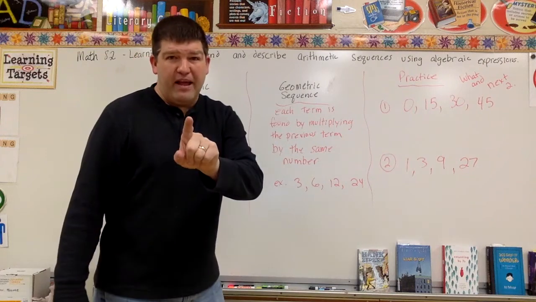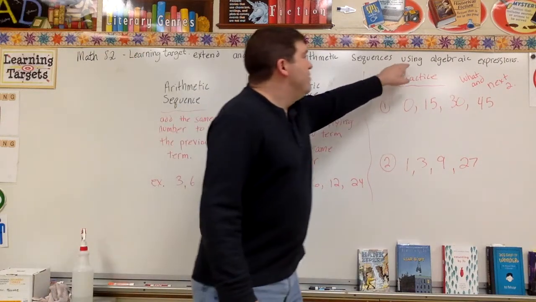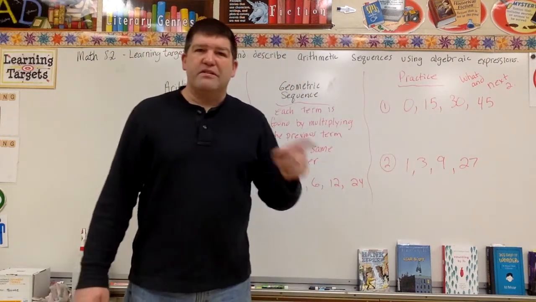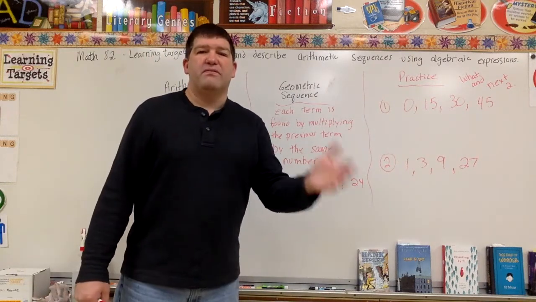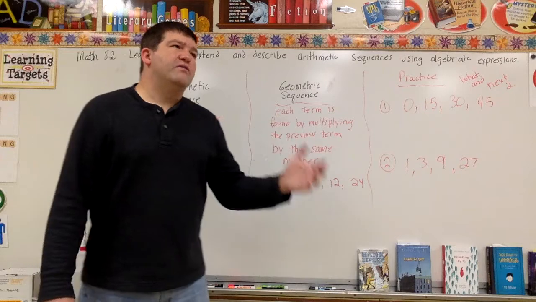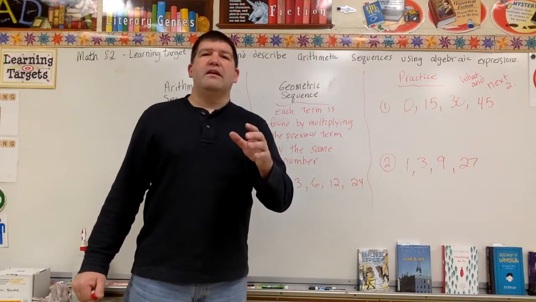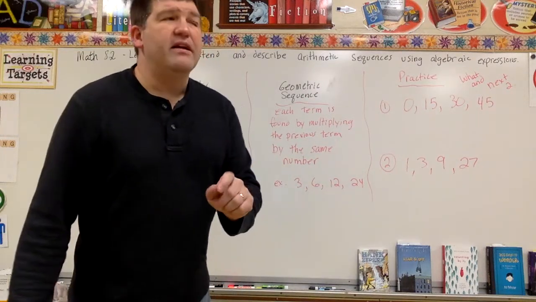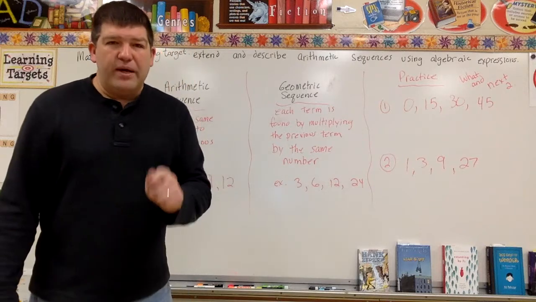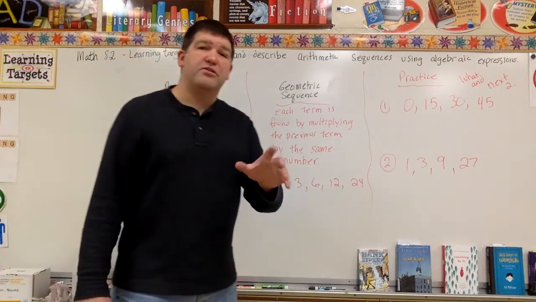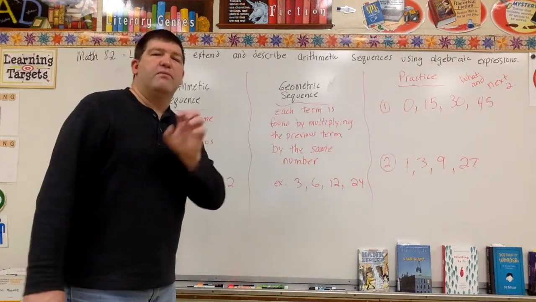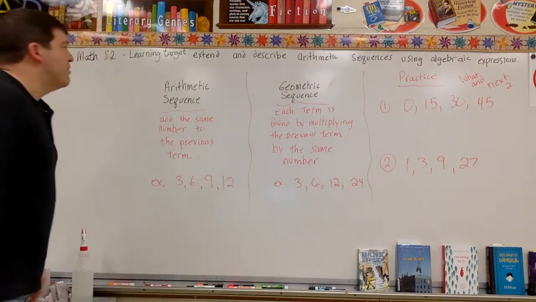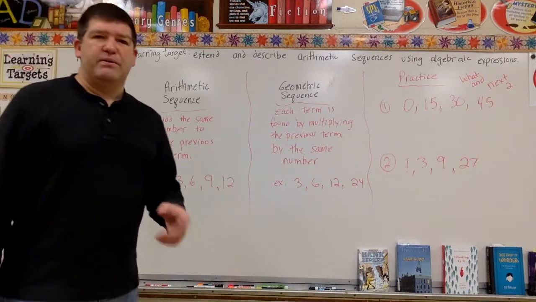I needed to define that for you, and I will. Using algebraic expressions. We know what algebraic expressions are. It's like x plus 4, y minus 2. It doesn't have the equal sign. Then it becomes an equation. But if it's just an algebraic expression, it's just what's the function, without the equal. Okay, so let's talk about two different types of sequences.